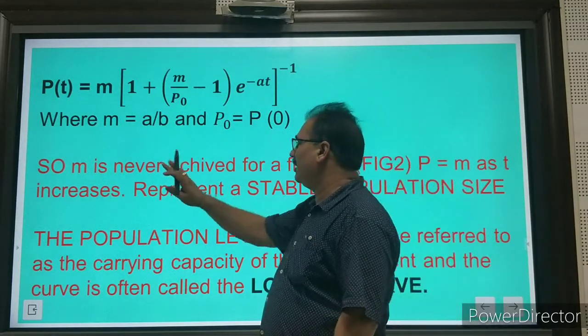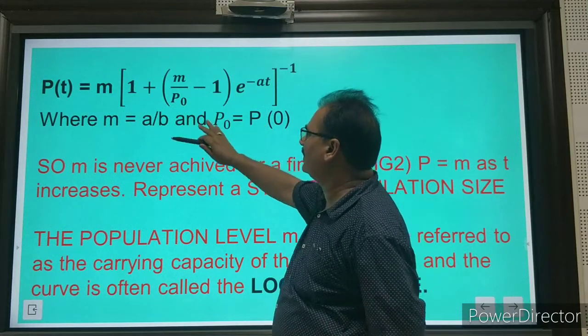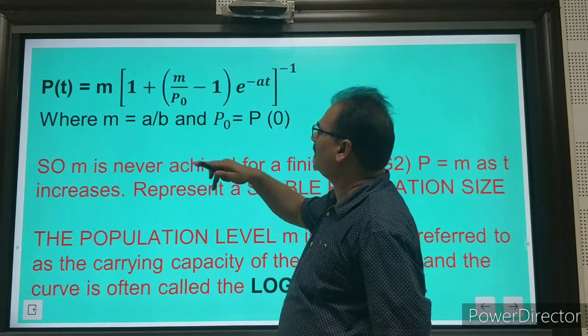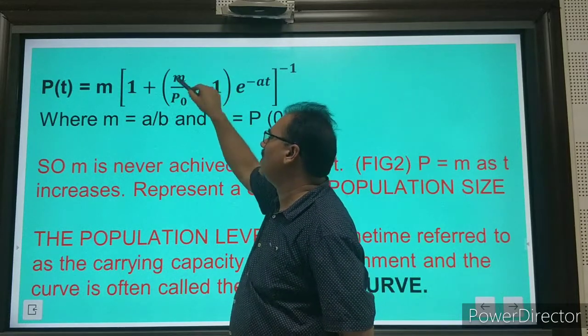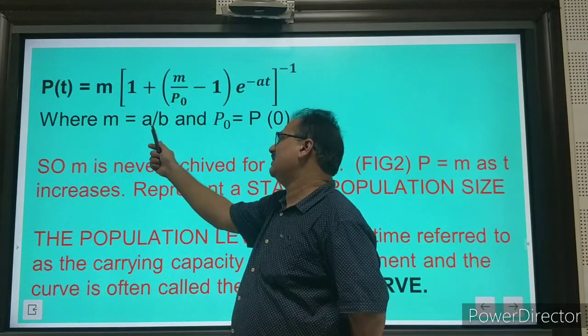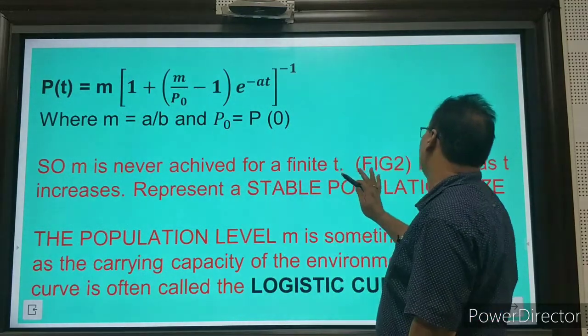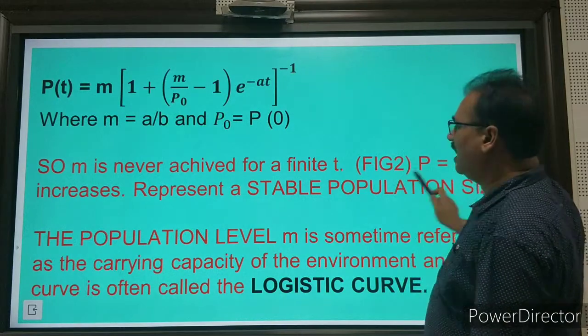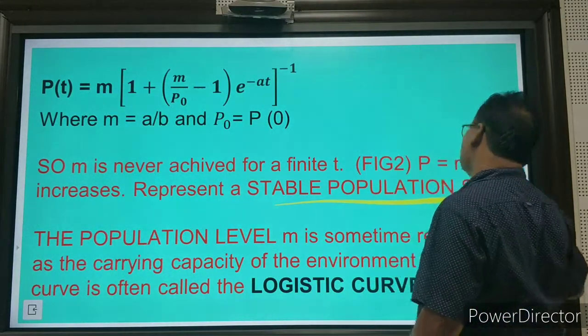This can be shown here. This m cannot be reached in a finite t. I will show this at the end of the video in the form of a figure. And you can look here at the term m, what is the meaning of m, it is a by c, and it is never achieved with a finite t. If p is equal to m, as t increases, this represents a stable population size.